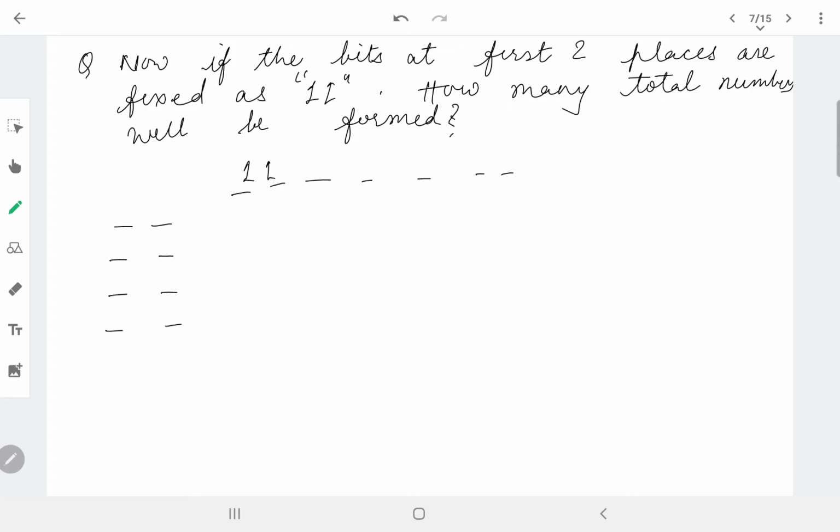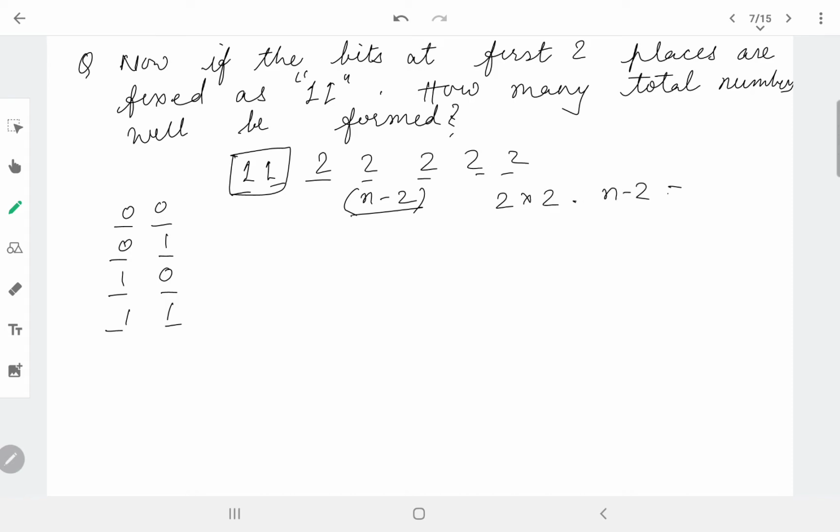So since it is two digits to fix, we can fix them as 00, 01, 10, or 11. So we can solve this problem in two ways. The first way is, if we fix the first two digits, the number of bits left will be n minus 2, and every bit will have two possibilities. So 2 into 2, n minus 2 times, that will be equal to 2 to the power n minus 2. So this is the total number formed if we have 1 fixed as the first two bits.